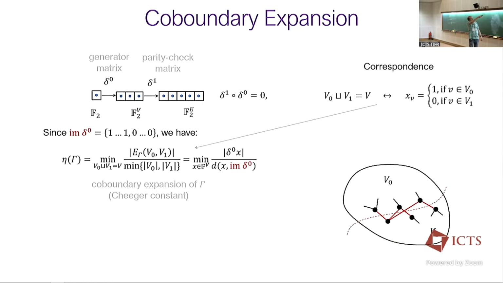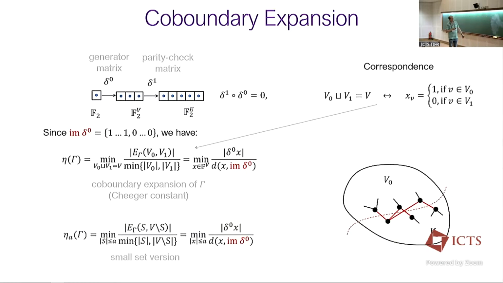If we interpret it in this way, then this Cheeger constant can be defined as the parameter that corresponds to local testability of this repetition code. This is just an equivalent definition. We can also consider a small set version of this: if we restrict ourselves only to small subsets, then we get a small set version of this Cheeger constant. This is exactly the same, but we restrict ourselves to small sets.